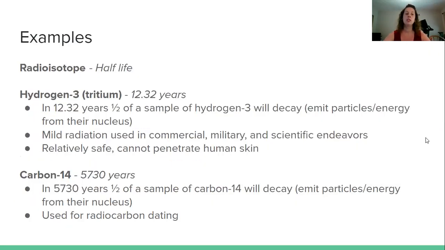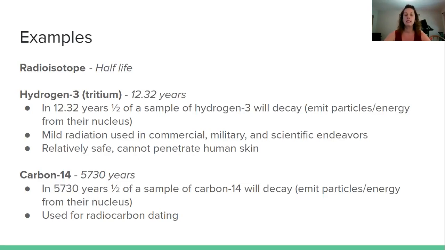So examples of this, you can have hydrogen-3, which has a half-life of 12.32 years. So every 12.32 years, half of the sample will decay and emit particles or energy from the nucleus. This is a mild radiation. It's used in commercial, military, and scientific endeavors. It's relatively safe. It doesn't penetrate human skin.